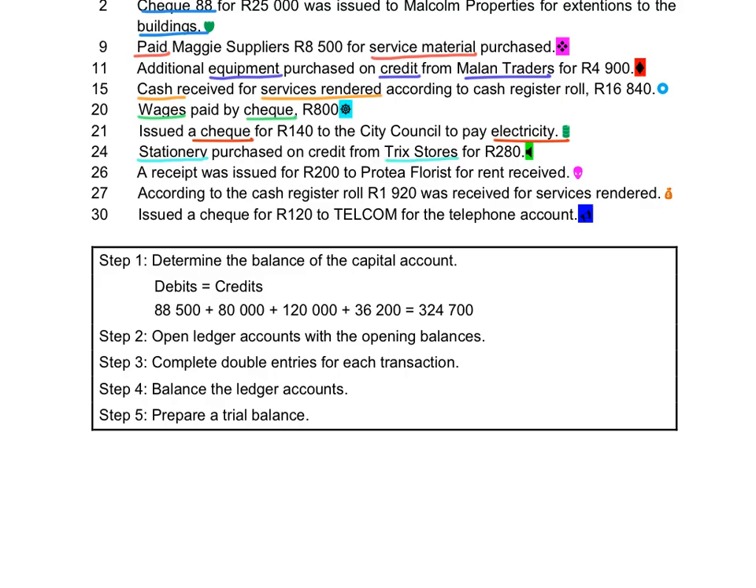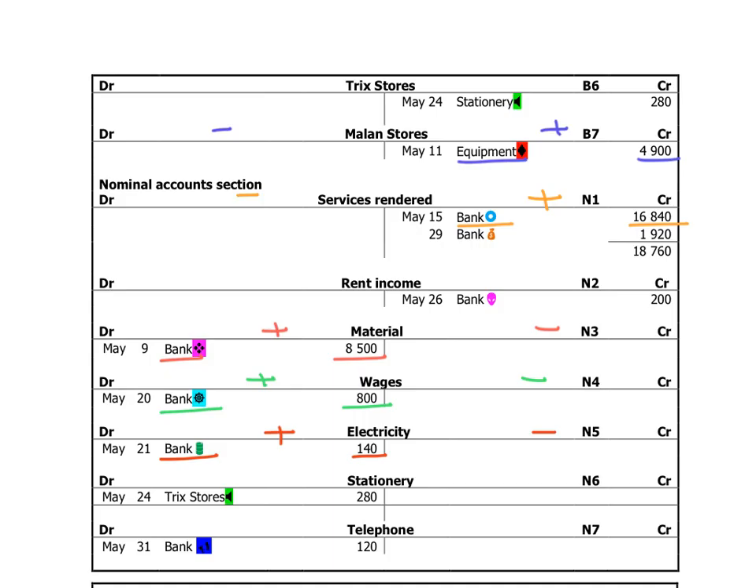It will go in Trick Stores' account or creditors' control. Trick Stores is a creditor that increases on the credit side. So we will increase the liability with 280, and we show that stationery was debited with 280 rand. Stationery is the expense that increases on the debit side.